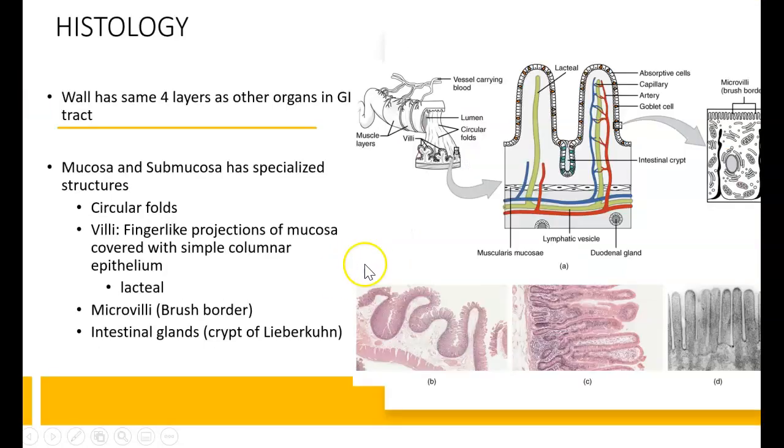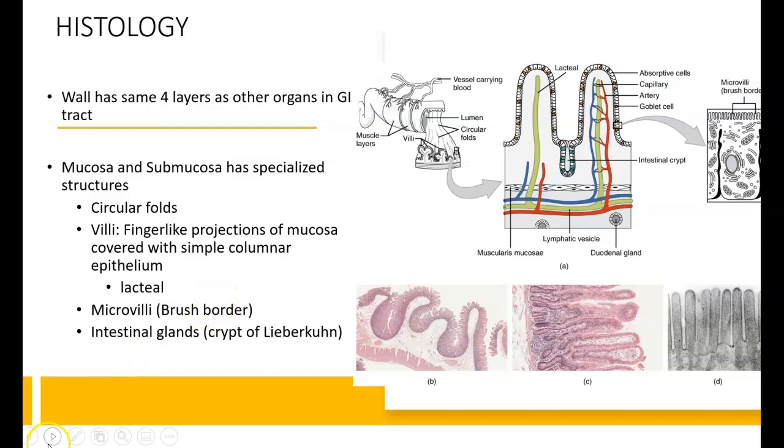Looking at some histology, again, same 4 layers: the serosa, the muscularis, the submucosa, the mucosa layer. But just like the stomach had some of these layers modified, such is the case with the small intestines. The mucosa and the submucosa layer have specialized structures called circular folds, and also villi and microvilli, and then there are intestinal glands, or glands specific to the intestines, just like there were in the stomach, present as well.